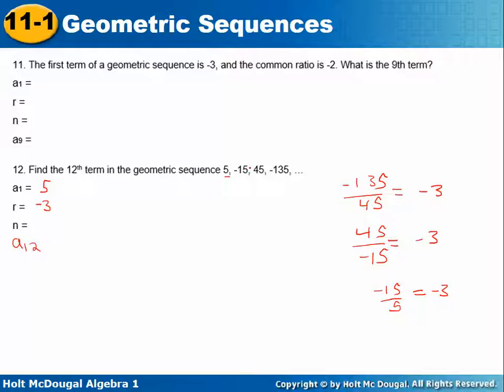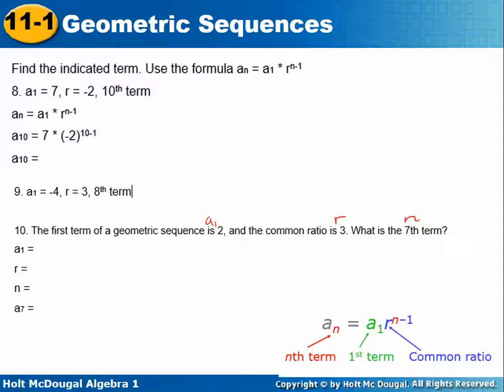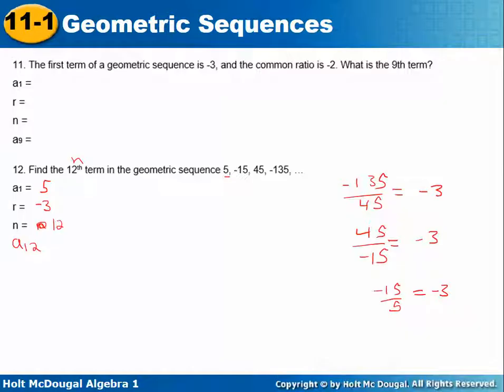Now n, you just go back to the problem and find what term they want you to find, and that is 12. And now we're ready to use the formula, which is on this page. A sub n equals a sub 1 times r to the n minus 1. So we need to plug all the parts into this formula.